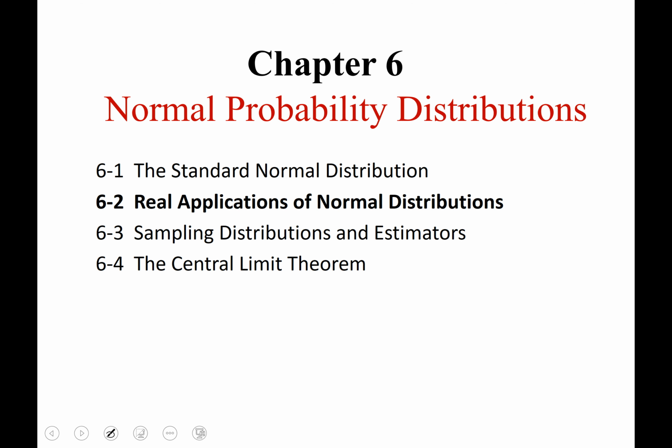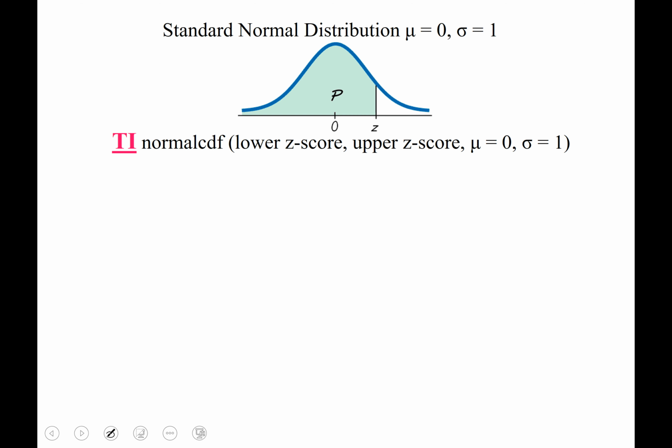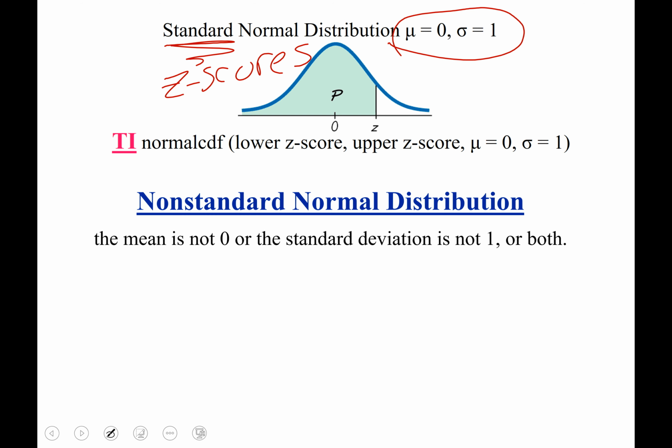6.2 is on real applications of normal distributions. Everything in 6.1 was talking about z-scores. Standard normal distribution is when we're talking z-scores. So it was nice. Mu was always 0, sigma was always 1. But if we're given a set of data and it is normally distributed, but we're not talking z-scores, therefore it's not standard normal distribution, then we call it non-standard normal distribution.